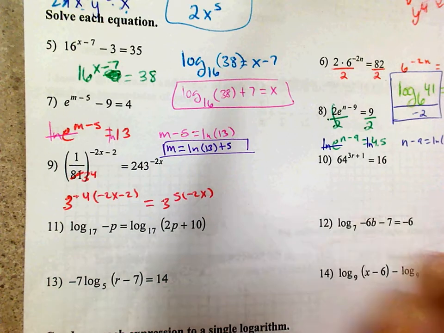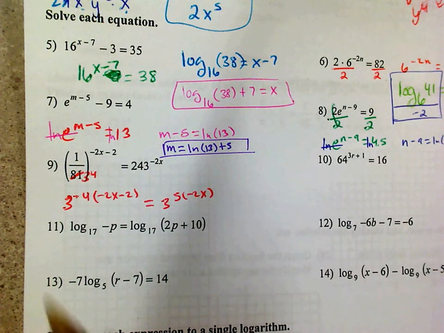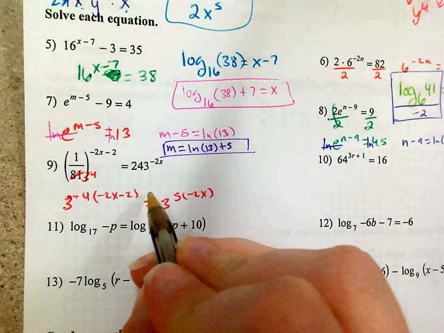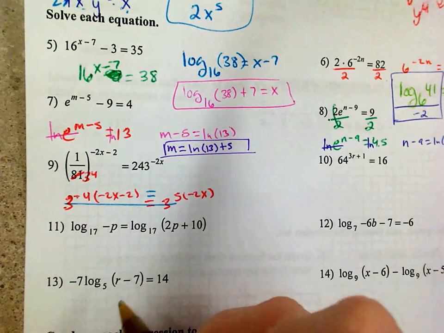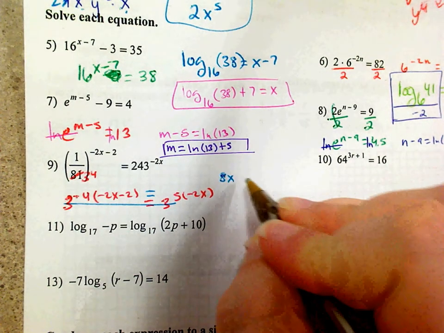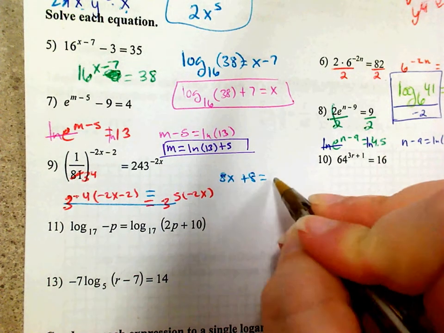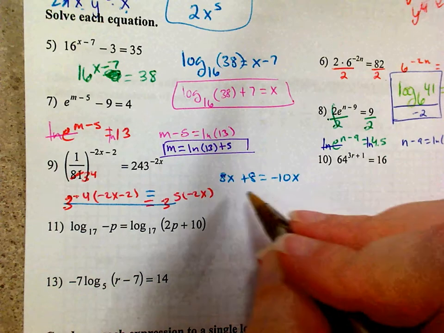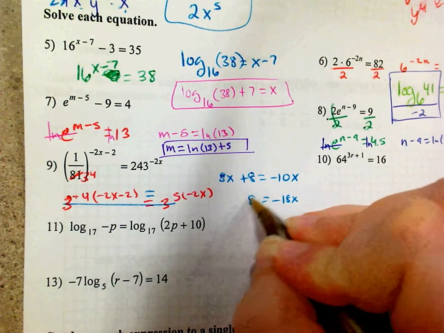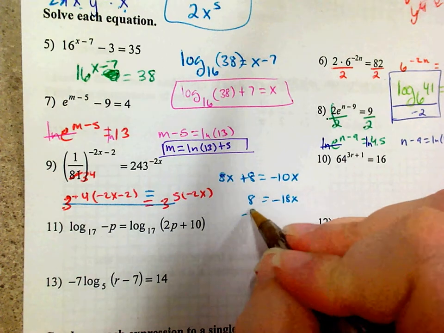Well, here's what I've got. 3 to this equals 3 to that. The 3's already equal each other, so I'm really just wondering what makes these powers equal to each other. So I just distribute a negative 4, so I've got 8x plus 8 equals negative 10x. I'm going to combine like terms, so I subtract 8x and get negative 18x equals 8. Divide by negative 18, so negative 4/9 equals x.